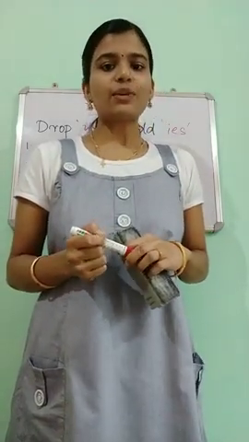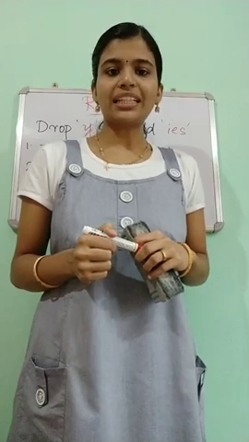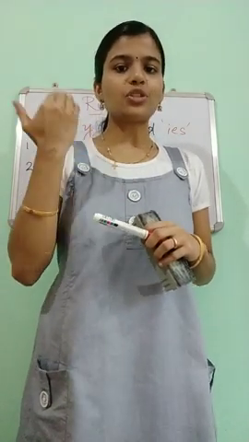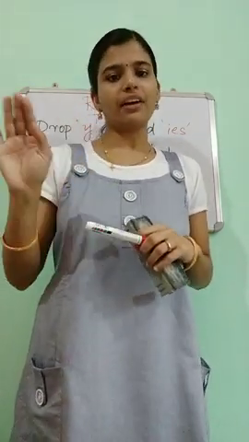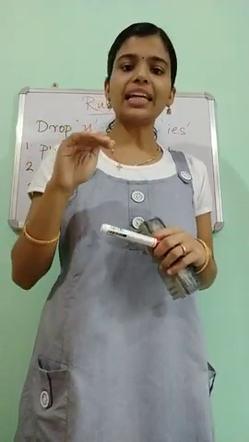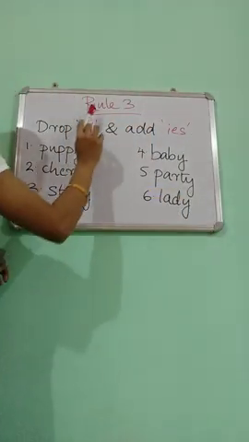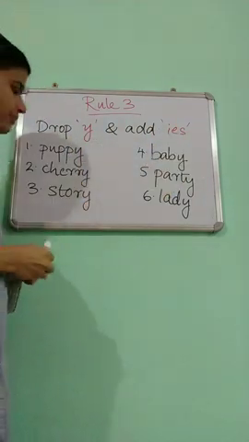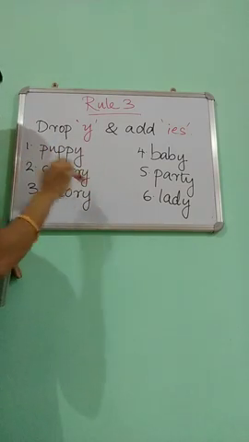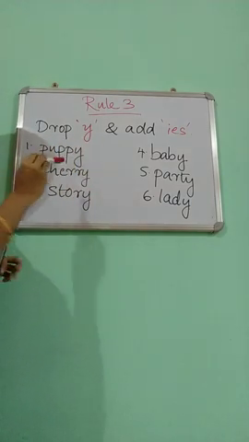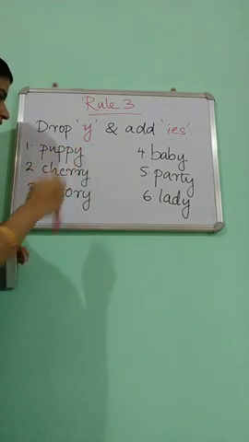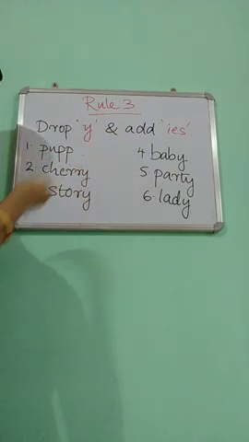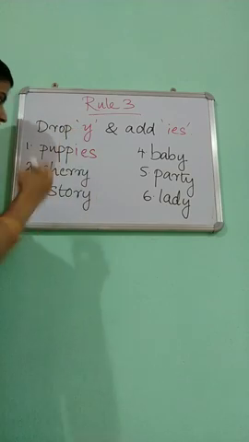Third rule. In the case of nouns ending with Y, we can change it into a plural noun by dropping the Y and adding IES. Okay. Rule 3. Drop Y and add IES. For example, just look at these words. First one, puppy. The word puppy ends with the letter Y. So, we can convert it into plural by dropping this Y and adding IES.